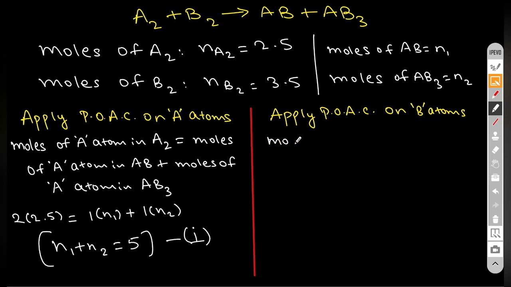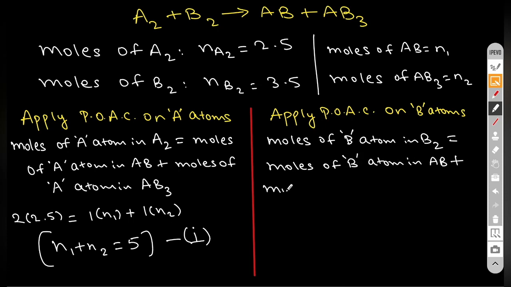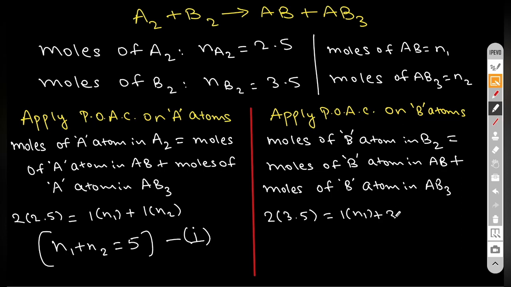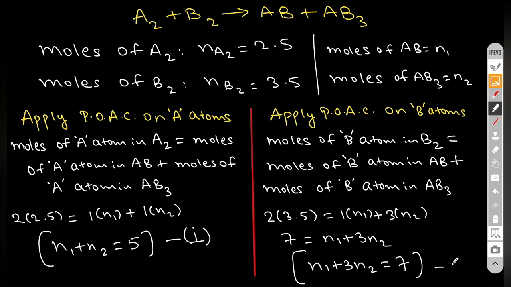Similarly for B, we'll write moles of B atoms in B2, which is on the reactant side, should be equal to moles of B atom in AB plus moles of B atom in AB3, which are on the product side. We'll put the values. So moles of B atom is 2 atoms of B multiplied by moles, which is 3.5. Here we have 1 times N1 plus 3 times N2. We'll further solve it. It is 7 is equal to N1 plus 3 N2. So N1 plus 3 N2 is equal to 7. This is our equation number 2.